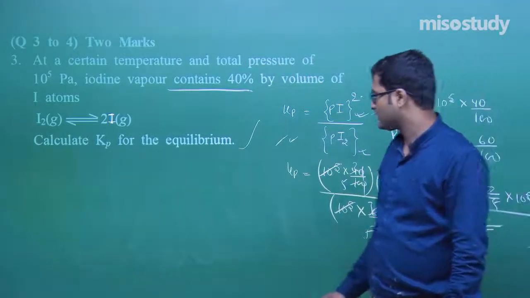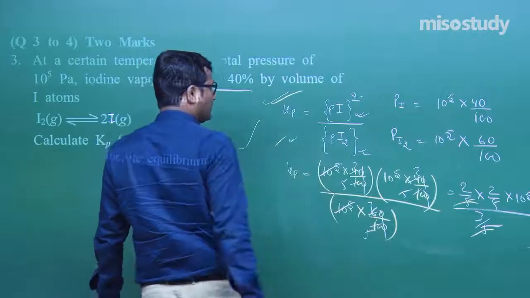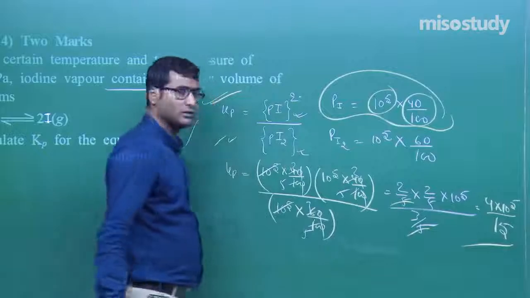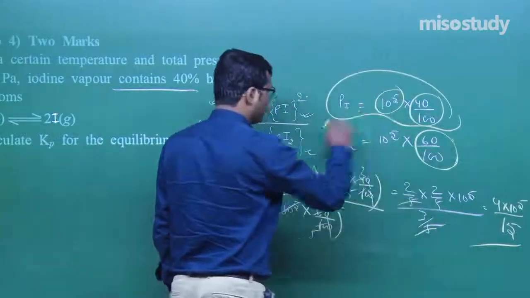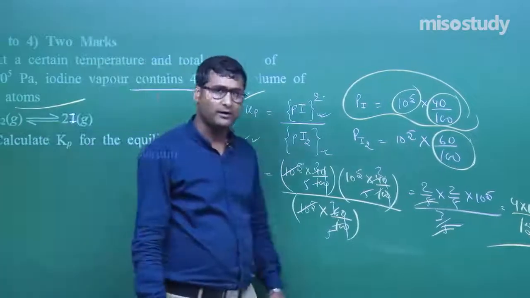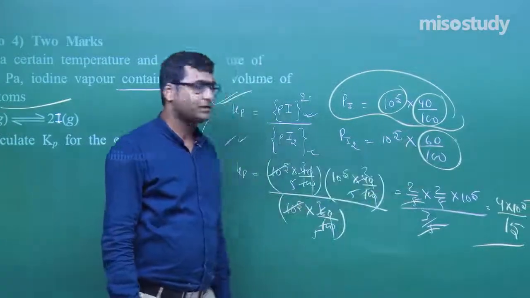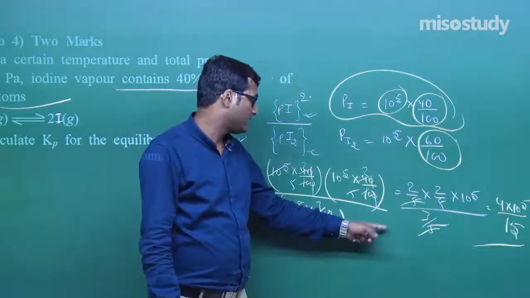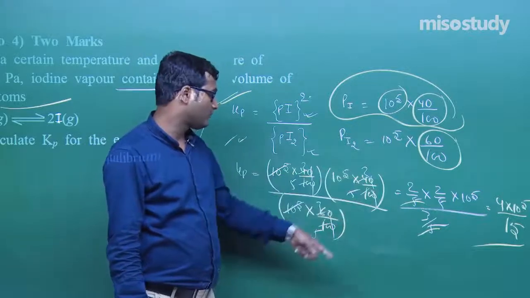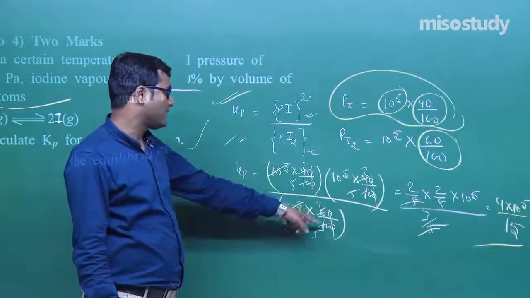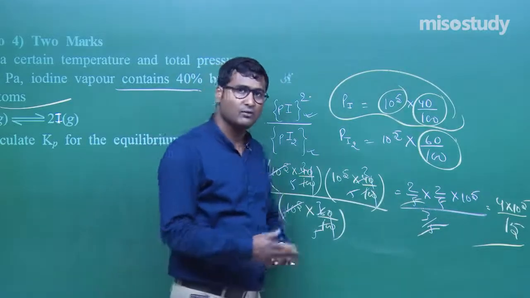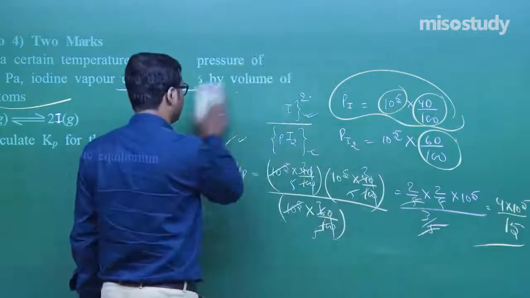Is it clear? Now check the solution here. Partial pressure is equal to total pressure multiplied by mole fraction. 40% is given by volume of iodine atom, so 40 upon 100, and for I2 it is 60 upon 100, because the total is 100. Put in 10^5 into 40 upon 100, twice, divided by 10^5 into 60 upon 100. After solving, you can get the answer. I am going to rub this part and I will discuss the next one.